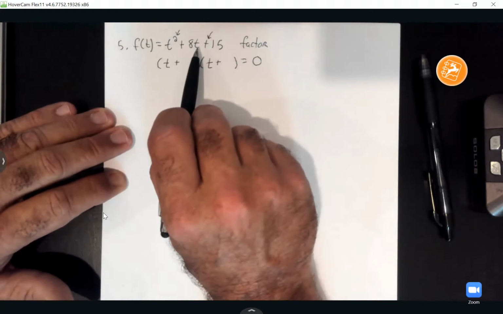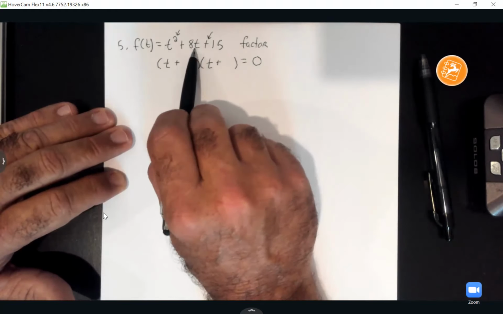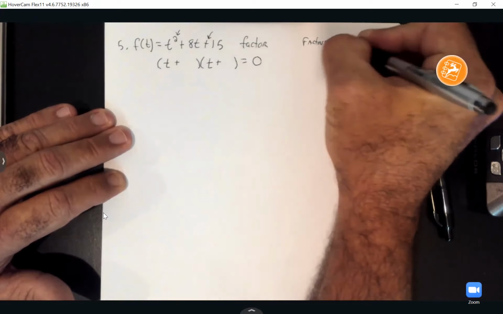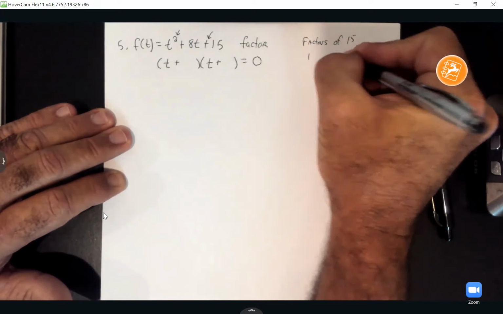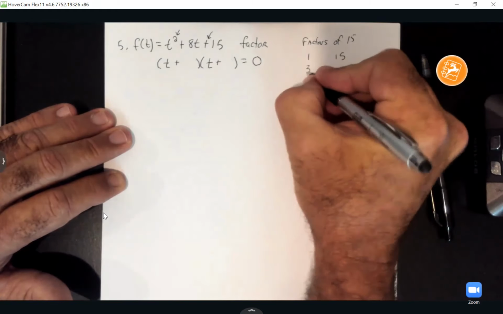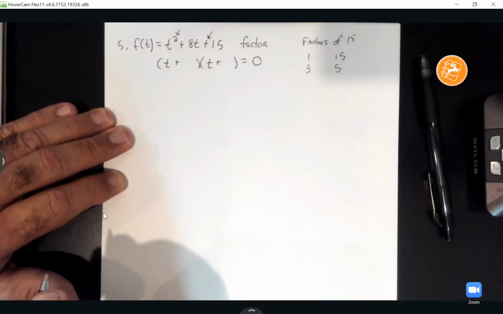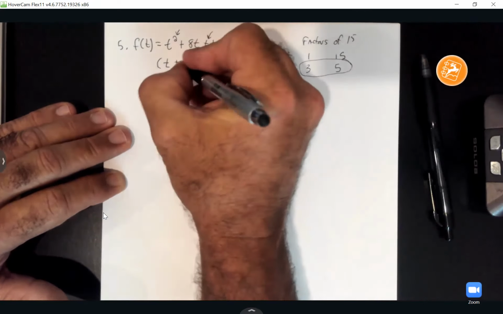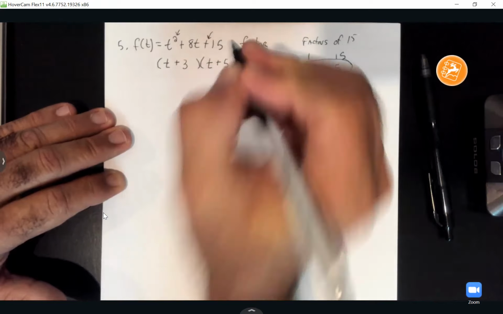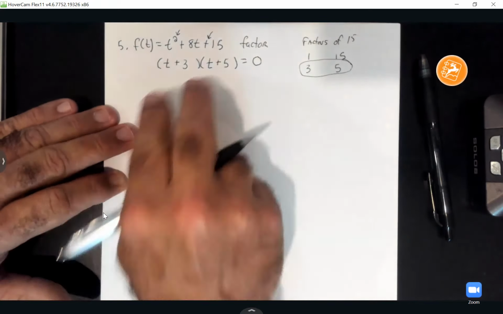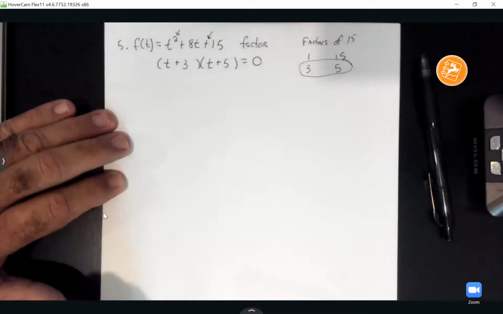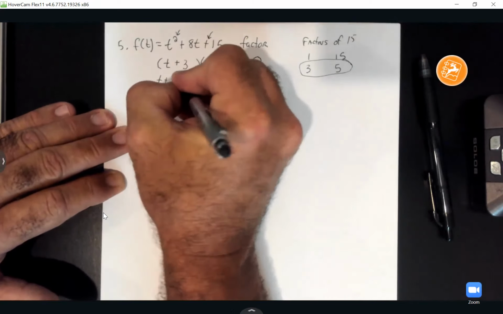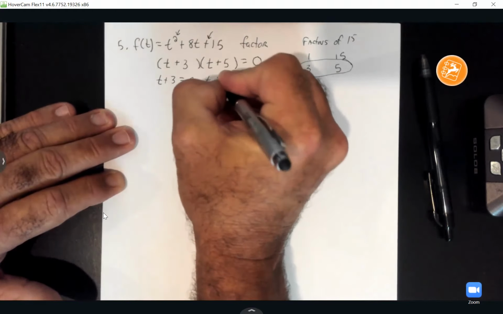All right, y'all, so all we need are factors of 15 that'll add to 8. So factors of 15 would be 1 and 15, 3 and 5. The only factors that'll add to 8 are my 3 and 5. So I'll put a 3 in and a 5. So it's factored now. So now to find my actual zeros, I take both of my factors and set them equal to 0.